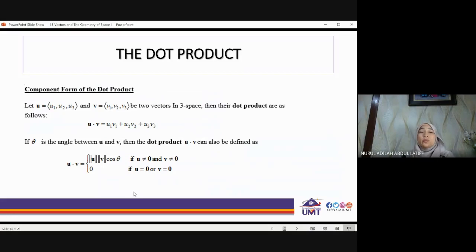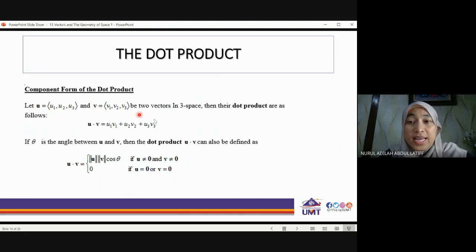Component form of the dot product: let U equals U1, U2, U3 and V equals V1, V2, V3 be two vectors in 3-space. Then their dot product is as follows. Okay, the product is easy. U dot V means U1 times V1 plus U2 times V2 plus U3 times V3. Hence, the answer of a dot product is always a scalar. Scalar, okay students, not a vector.